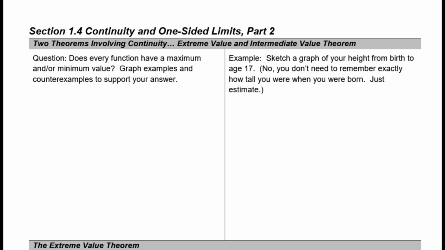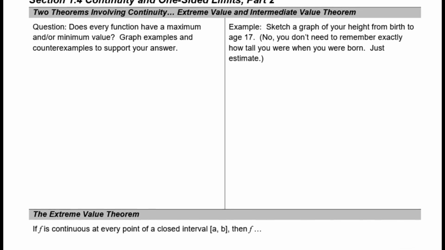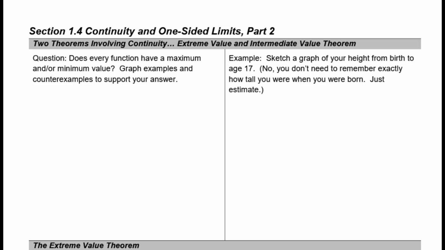So the first question states, does every function have a maximum and/or minimum value? Graph examples and counterexamples to support your answer. Well, let's just graph a simple function here. I'd like to look at a function, just make it look like that, and we'll say that it goes from values a to b on the x-axis, and we'll go ahead and give it distinct endpoints.